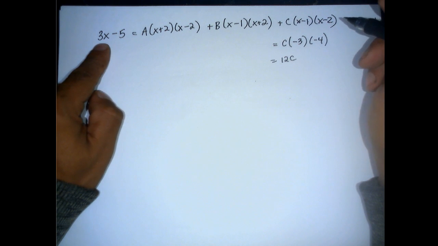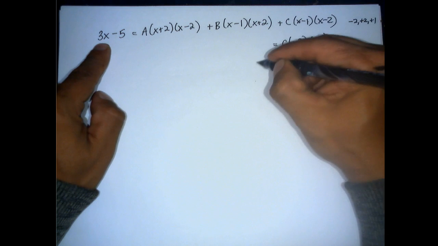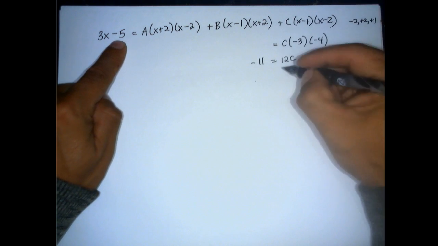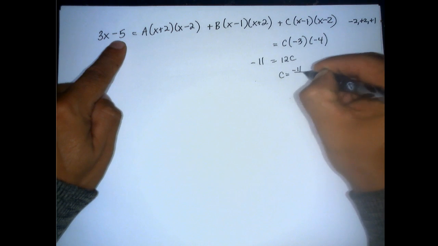That's -11, yeah? -6 minus 5 is -11, so C is -11 over 12.